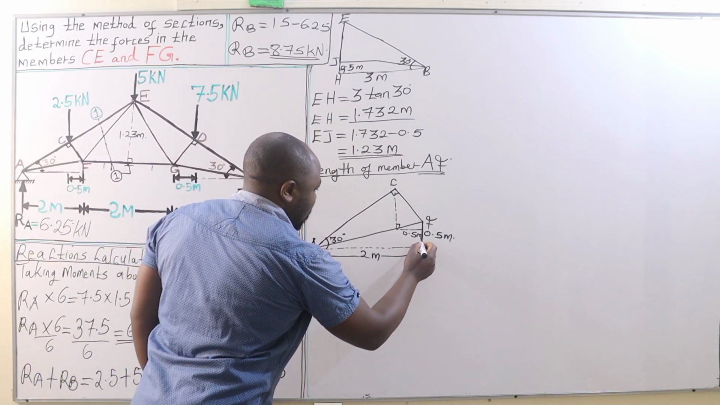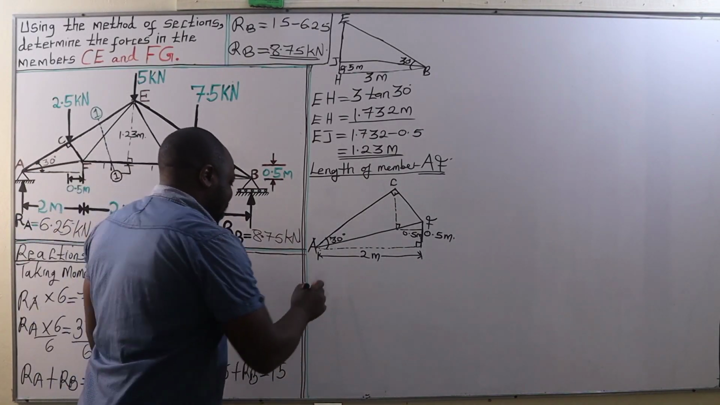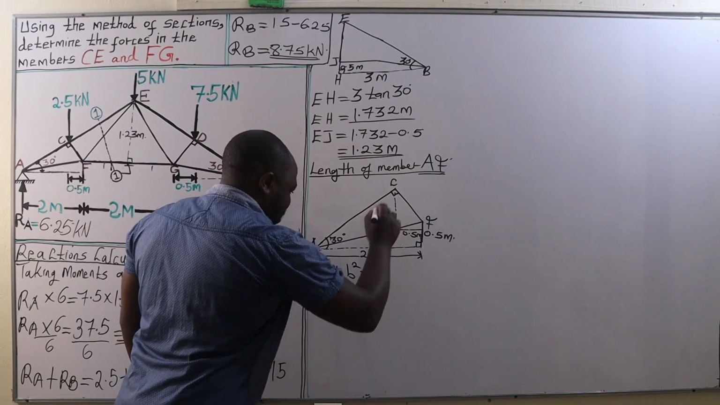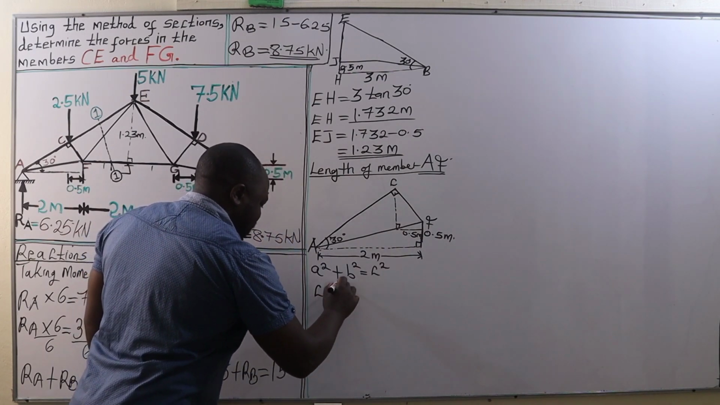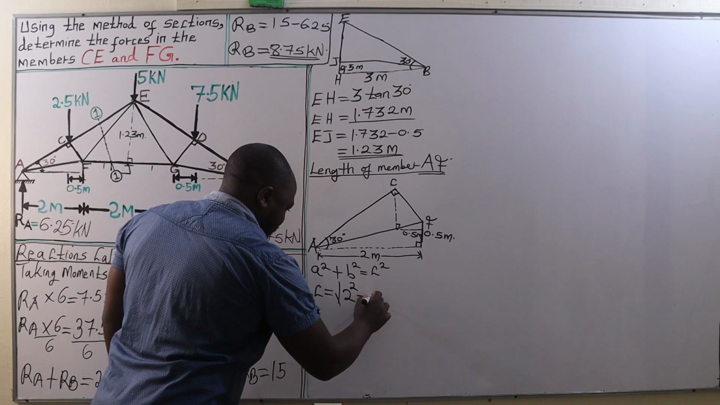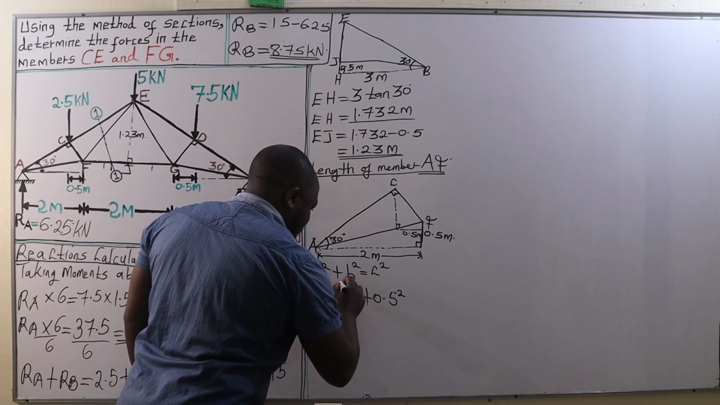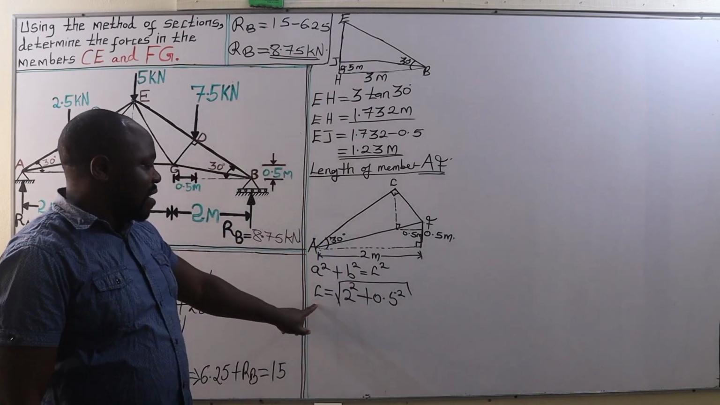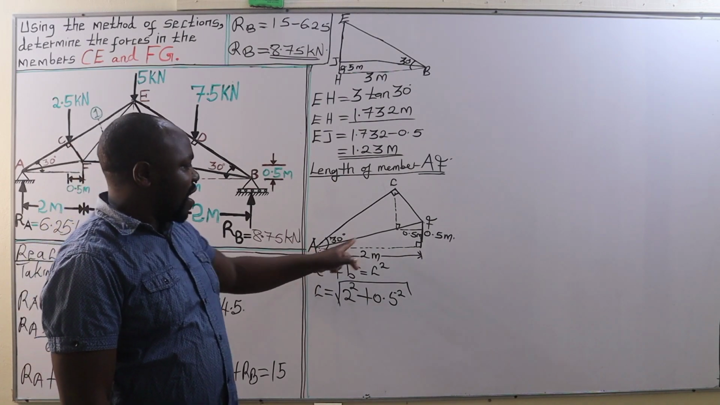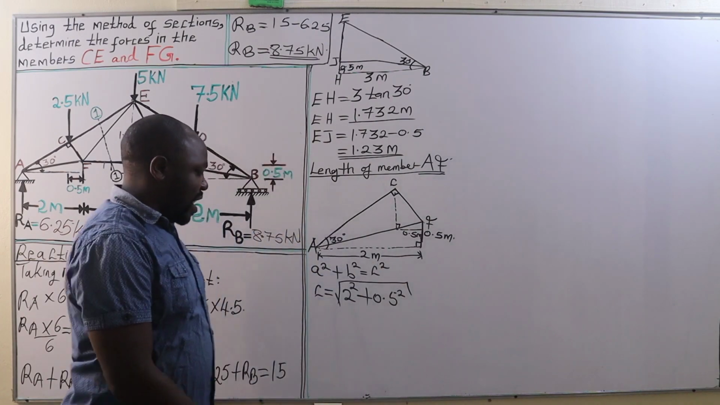And therefore, since this is 90 degrees, we are going to use Pythagoras theorem, which states that A squared plus B squared is equal to C squared. We need the value of C, and therefore C will be given by A squared, where A is 2, so 2 squared, plus B, which is 0.5, squared. We get the square root of that. That will give us the value of C. And in this case, C is the distance from A to F, which is acting as the hypotenuse of this triangle that we got here.